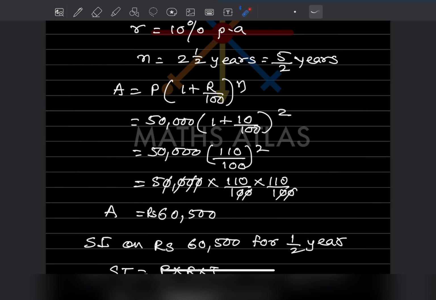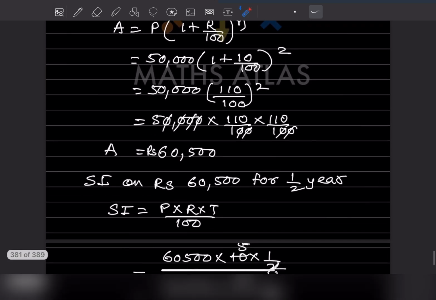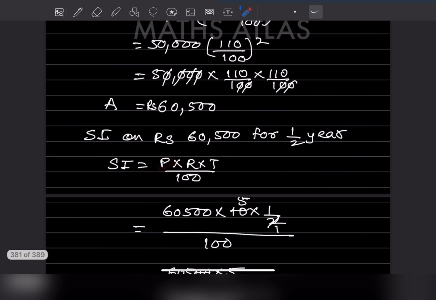So this you got for 2 years. So now what will you do? You will take the simple interest on rupees 60,500 for the remaining half year. So for half year, the simple interest formula is P into R into T by 100. So principal is what? Now you will consider this one. So that will be 60,500 into the rate of interest, which is the same, that is 10. And here you are going to take T, the time, that is half, and divide by 100.